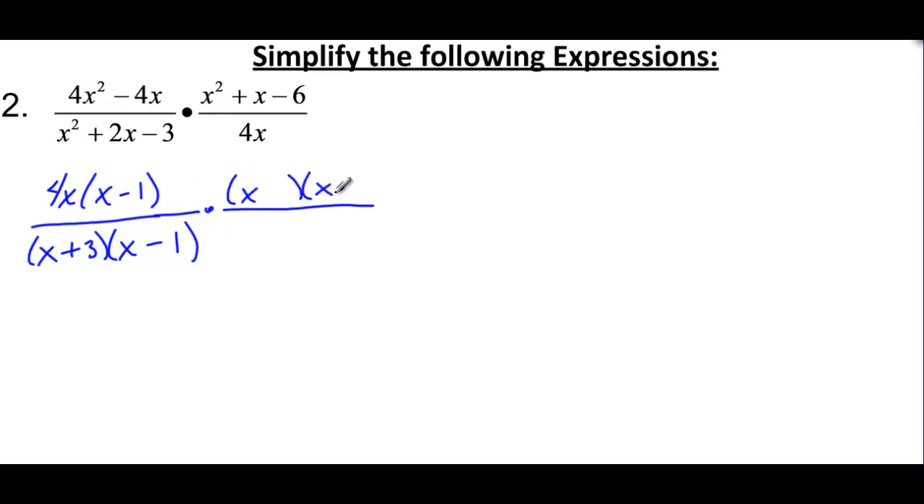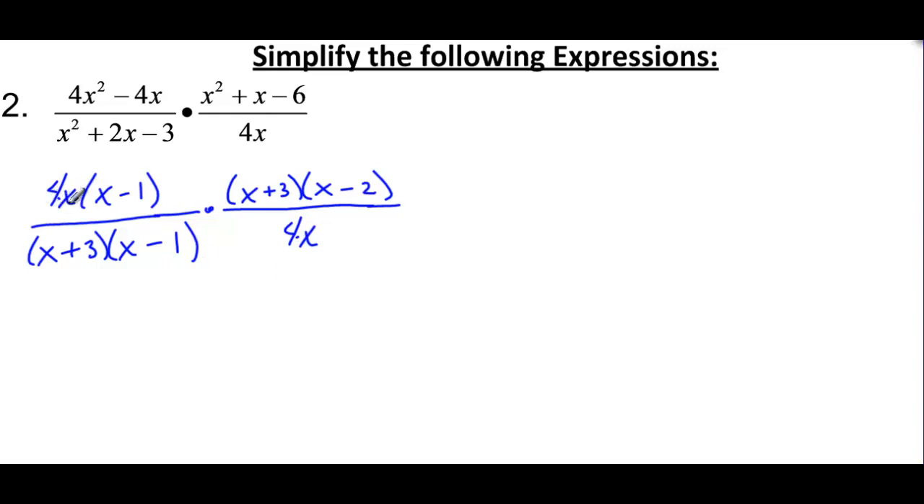This is a trinomial with no GCF, so it's x times x. I need numbers that multiply to give me 6 but add to give me a positive 1, so I need a plus 3 and a minus 2. I cannot factor this because it's a single term. You can't factor a single term. But I can look at 4 and x separately, just like up here.